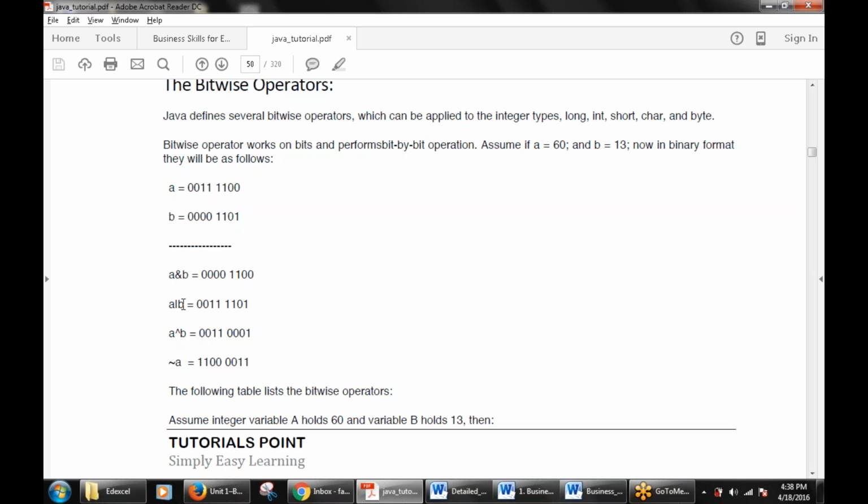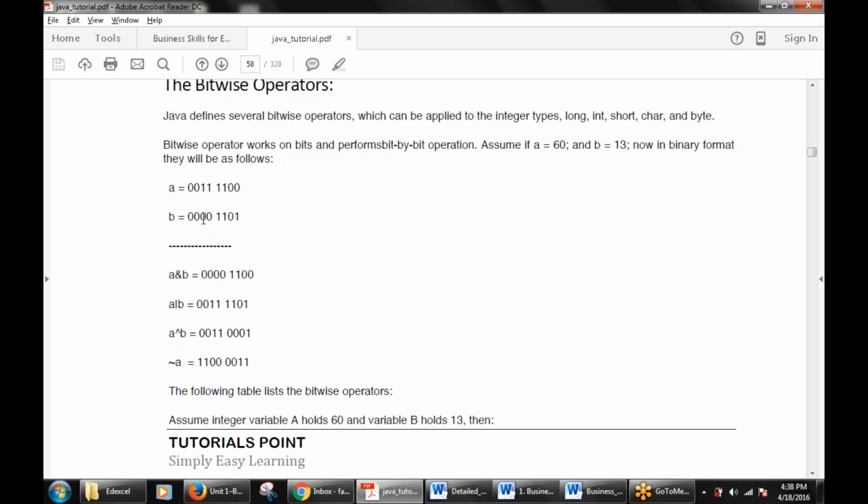Now this is A or B, the same condition. If one of the inputs is true, then the output is true. Here one of the inputs is true, that is a 1, 0, that gives output as a 1, then 1, 0, again 1, 1, 1, 1, 1, 1, 1, then 0, 1. So this is A or B.